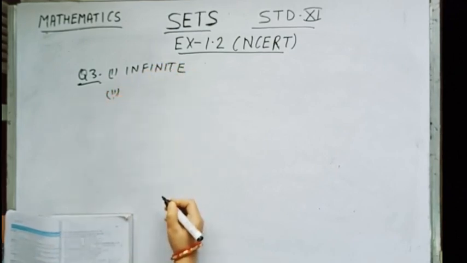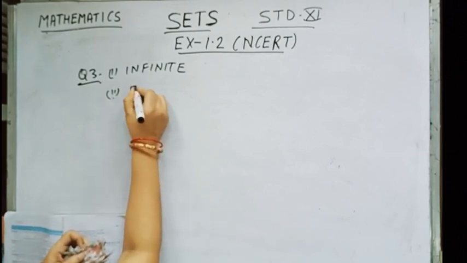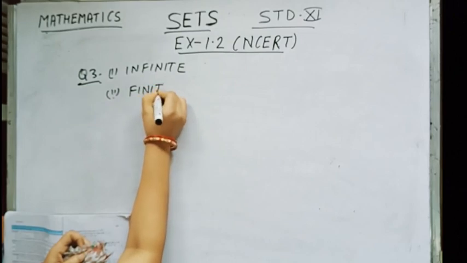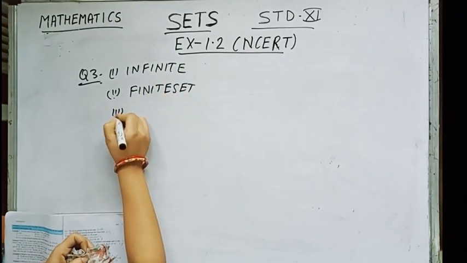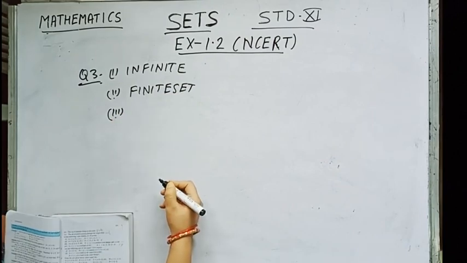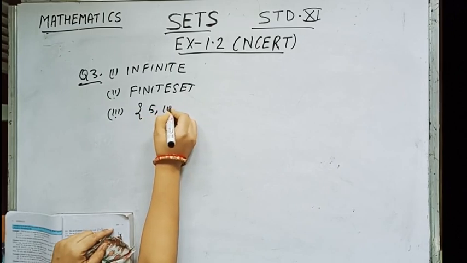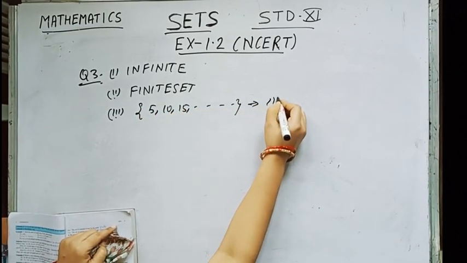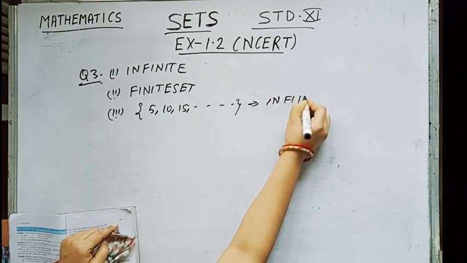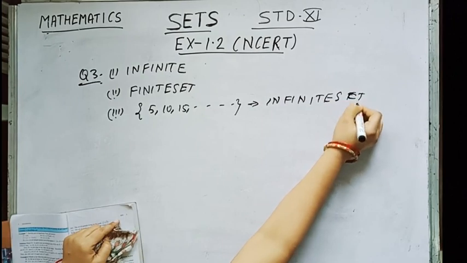Infinite set. Now number 2, the set of the letters in the English alphabet. Obviously 26 letters are there, so it is a finite set. Number 3 is the set of the numbers which are multiples of 5. Now multiples of 5 are 5, 10, 15 and so on. So this will be an infinite set.